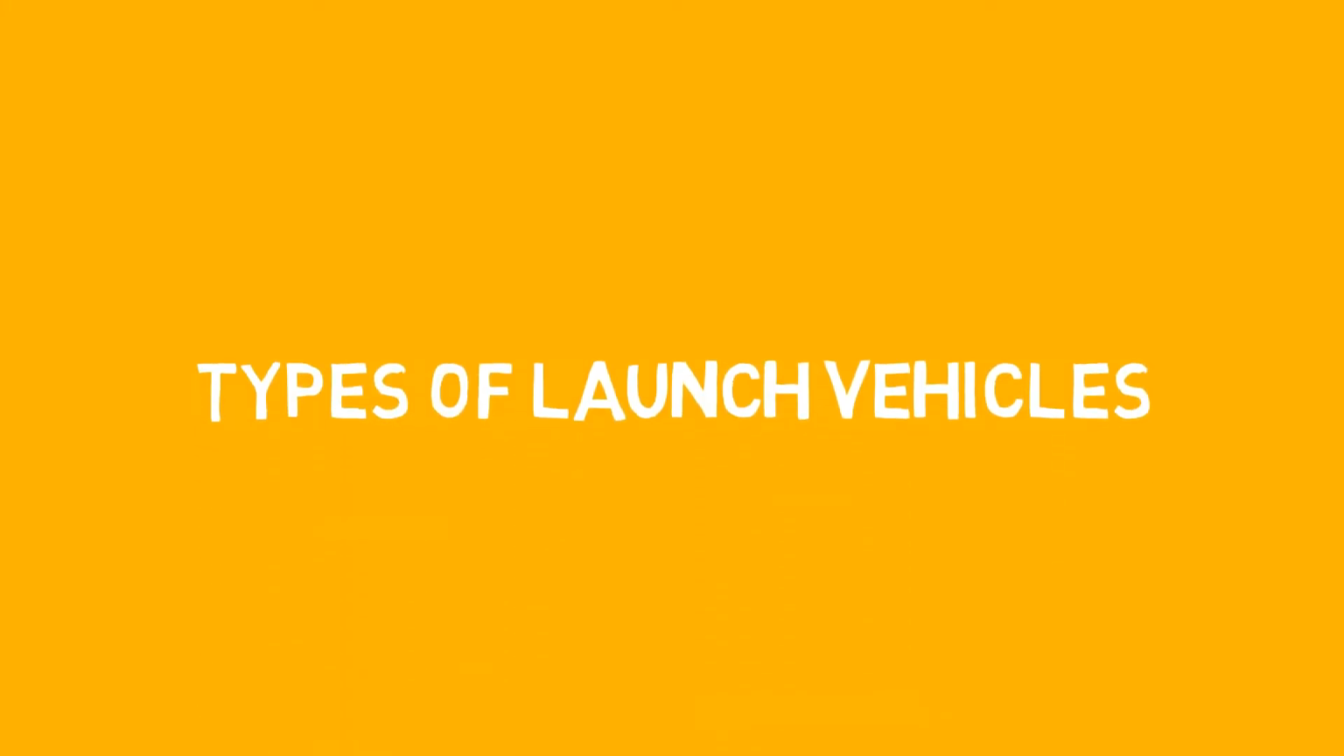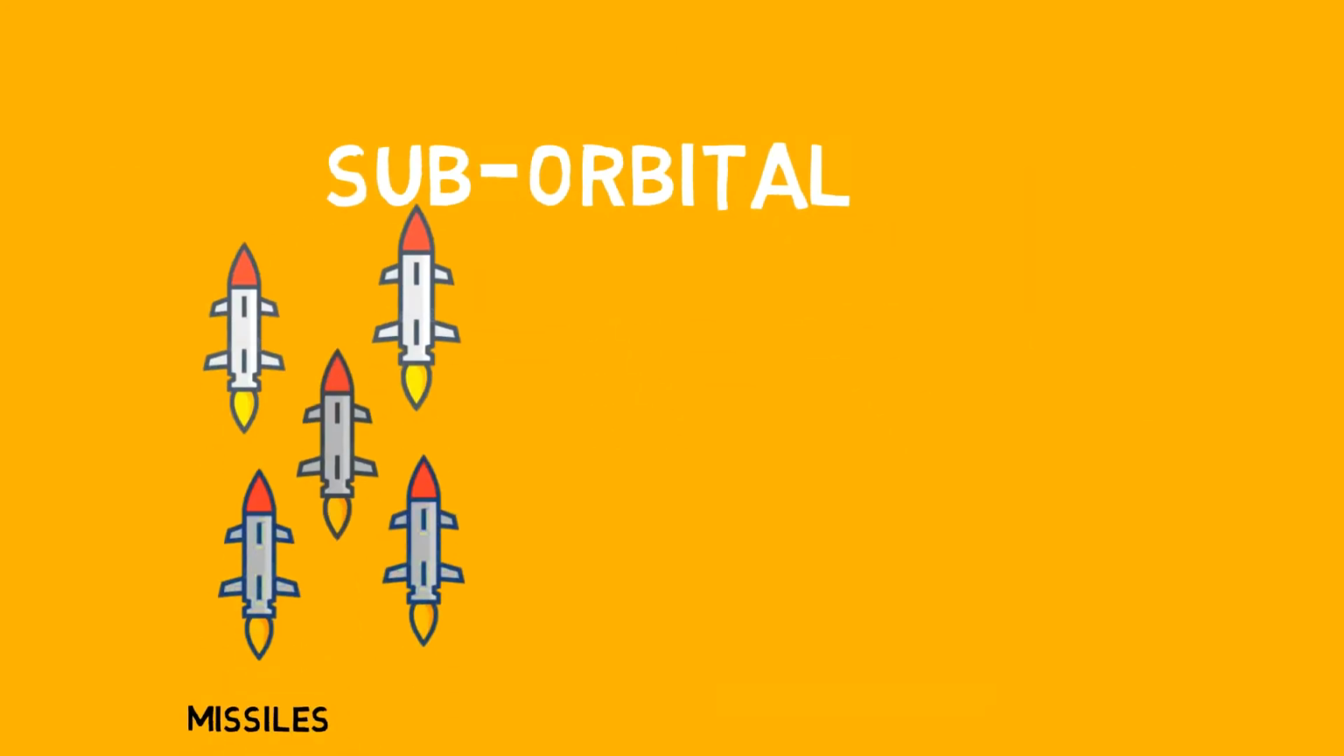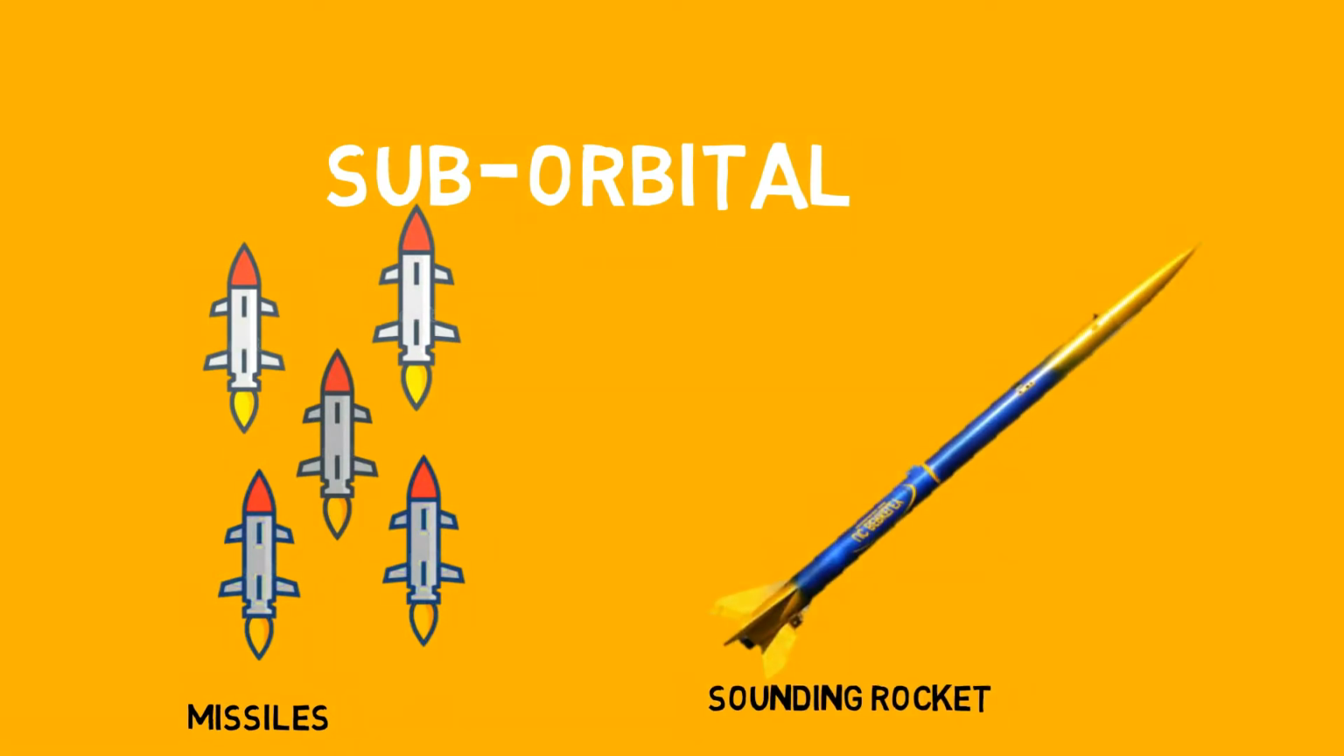By flight regime, launch vehicles can be classified. Number 1. Suborbital Launch System. In a suborbital spaceflight, the spacecraft reaches space, but its trajectory intersects the atmosphere. That is, it falls back to Earth after reaching space at some point. Some examples are missiles, tourist flights, and sounding rockets.